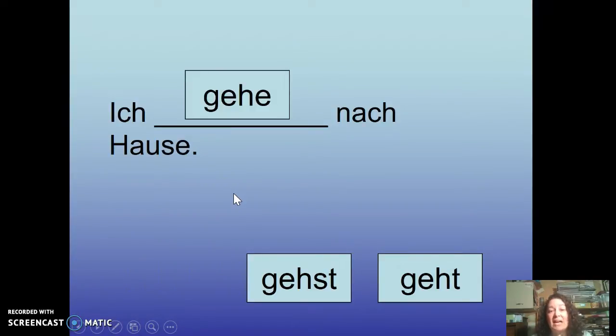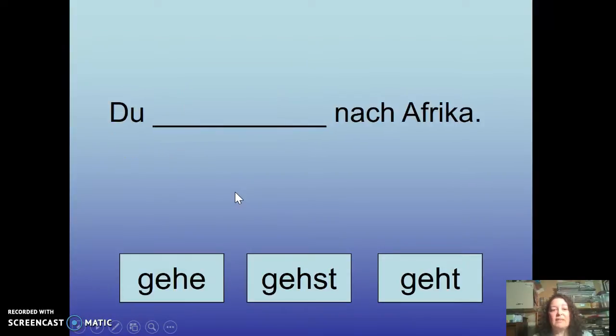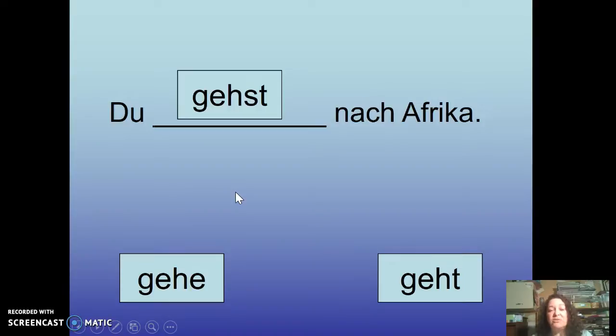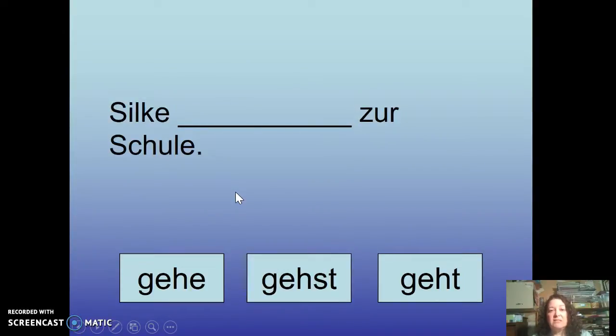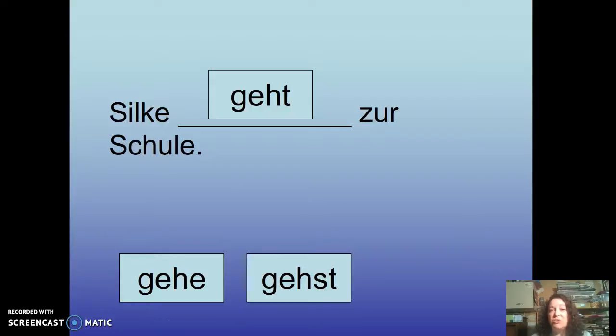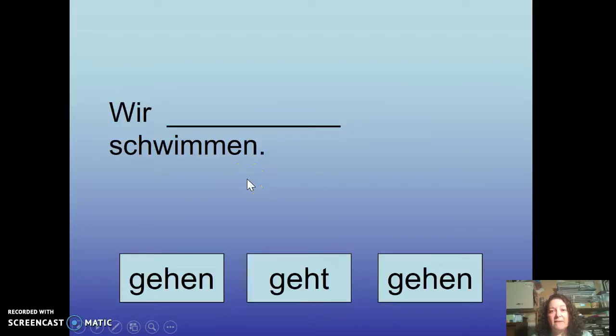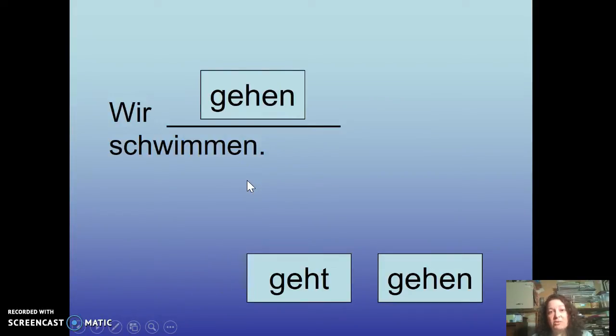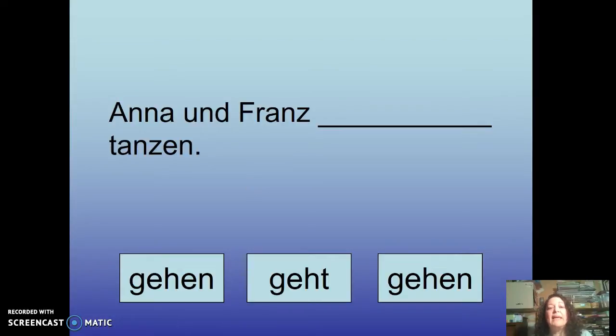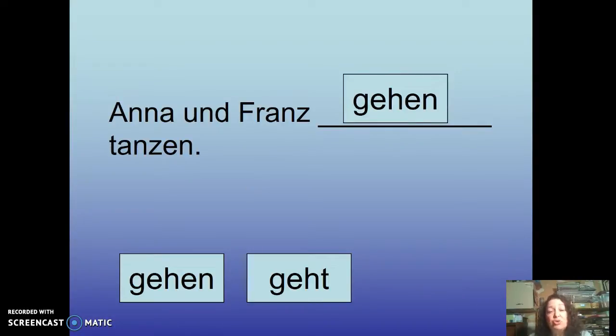Hopefully you picked gehe. Ich gehe nach Hause. Nach Hause means home, towards home. Gehst, du gehst. Geht, Silke geht zur Schule. She goes to school. Geht, der Junge geht. It's one boy, has a T ending. He's going swimming. Gehen, wir gehen schwimmen. We're going swimming. Gehen tanzen. Did you get that one right? There are two people, so it's like saying they. So it's not geht, it's gehen. Now if you're wondering why there are two gehens, it doesn't really matter. Basically one is for the wir form and one is for the sie form.